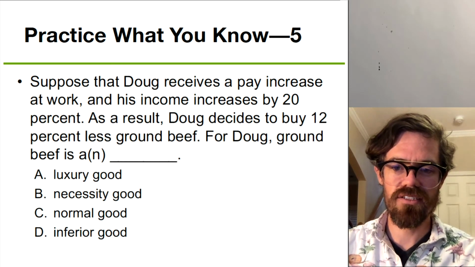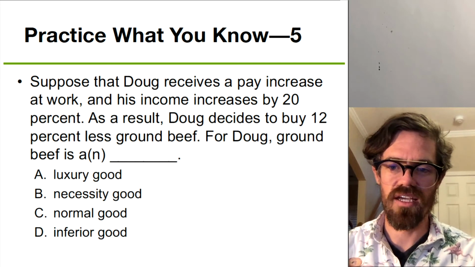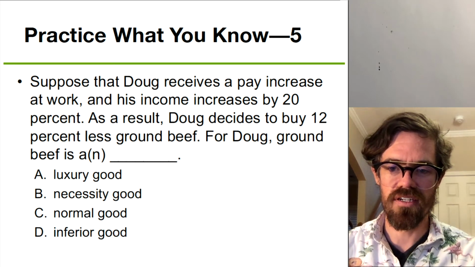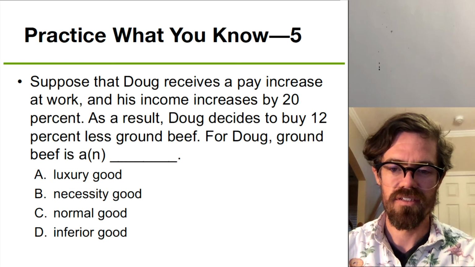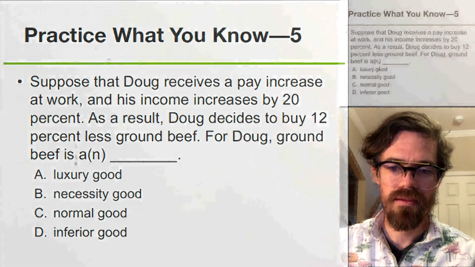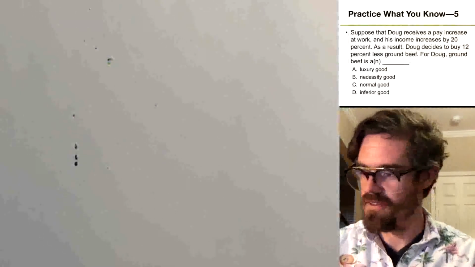All right, some more practice. Suppose that Doug receives a pay increase at work and his income increases by 20%. And as a result, Doug decides to buy 12% less ground beef. What does this mean for Doug? What type of good is ground beef? If you need to, pause the video. Okay, so let's go through this one together.